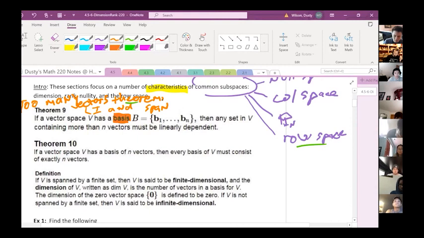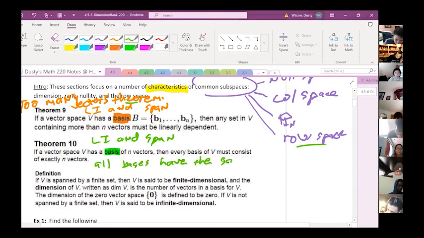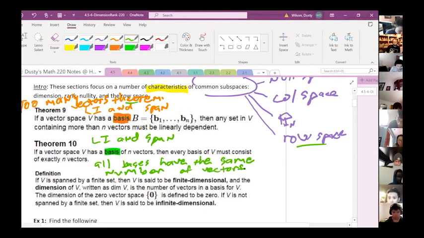Perfect, perfect. All right, so theorem 10, if a vector space V has a basis of n vectors, again, basis, that means linearly independent and span, of n vectors, then every basis of V must consist of exactly n vectors. So if one basis has n vectors, all bases are gonna have n vectors. Or if you will, all bases have the same number of vectors. Just to be clear, I'm not saying that the basis for R2 has the same number of vectors as the basis for R3. I'm saying all bases for one space are going to have the same number of vectors.